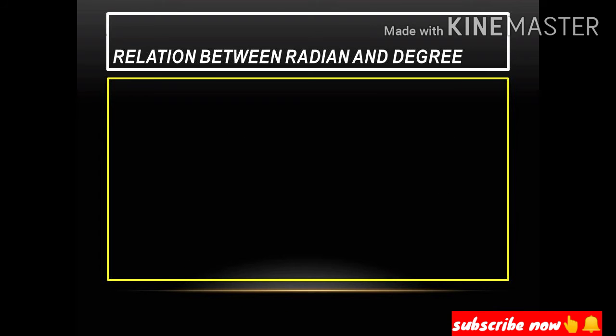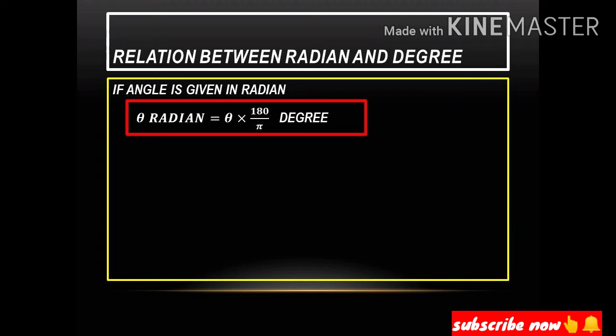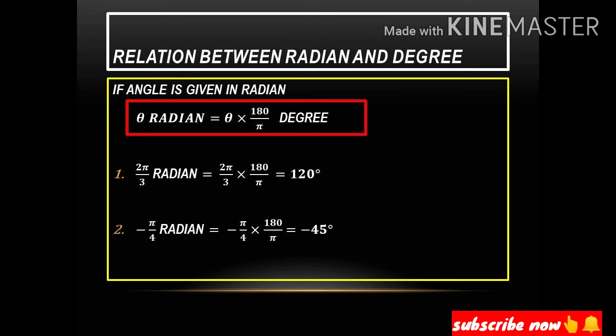Now it's time to learn how to convert the radian value of an angle into degree. If the angle is given in radian, we have to multiply it by 180 by pi to convert it into degree. For example, 2 pi upon 3 radian multiplied by 180 by pi will give us 120 degree. Similarly, minus pi by 4 radian is equal to minus pi by 4 multiplied by 180 upon pi. Pi and pi cancel out with each other and 180 upon 4 will give us minus 45 degree.